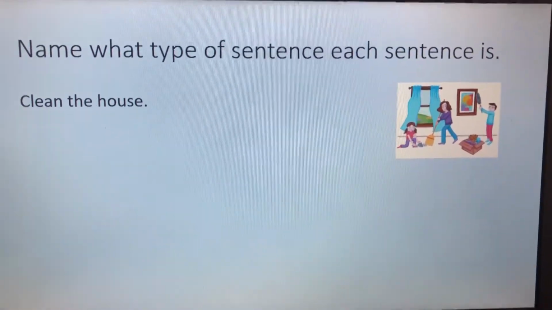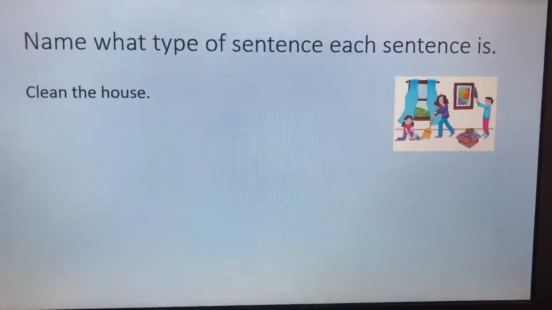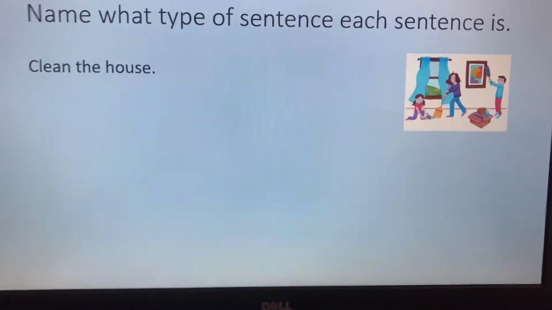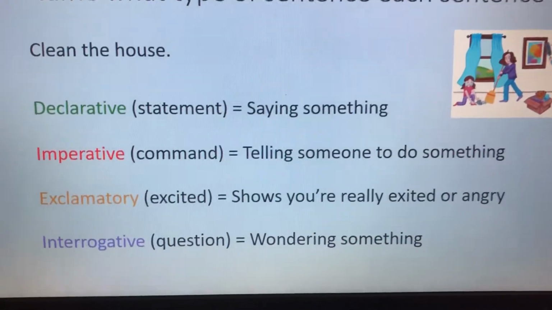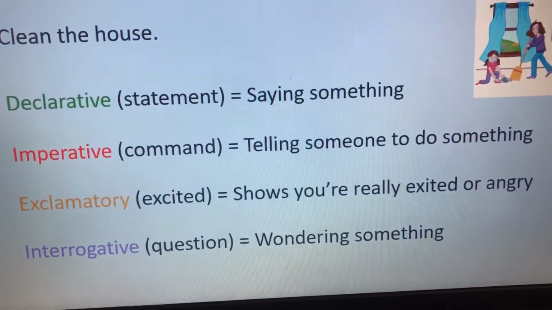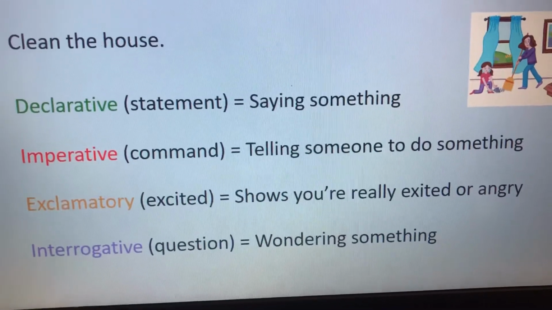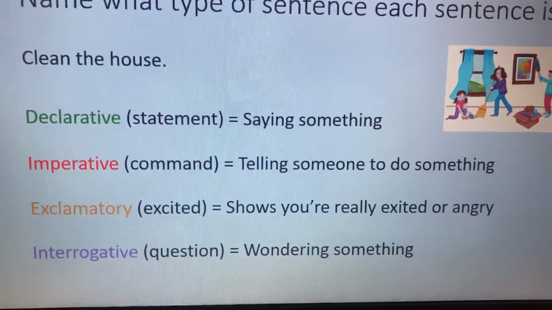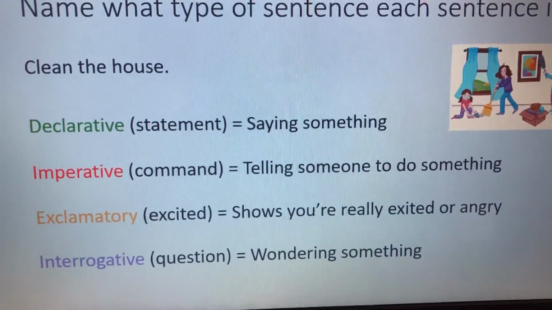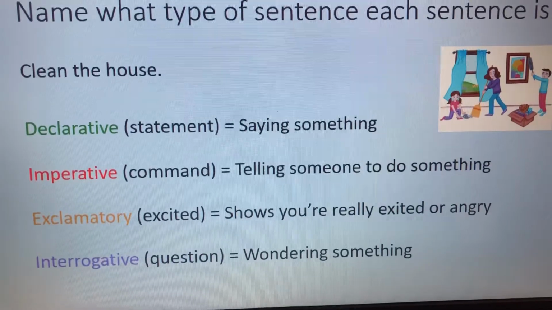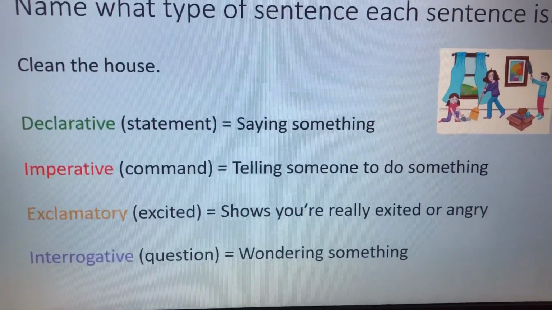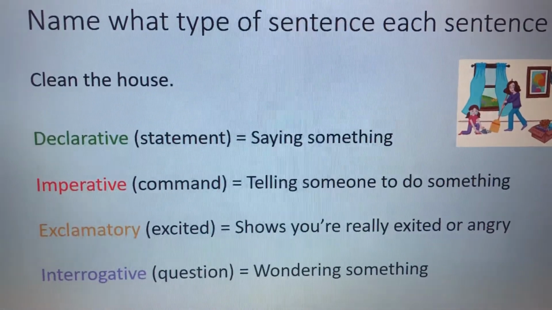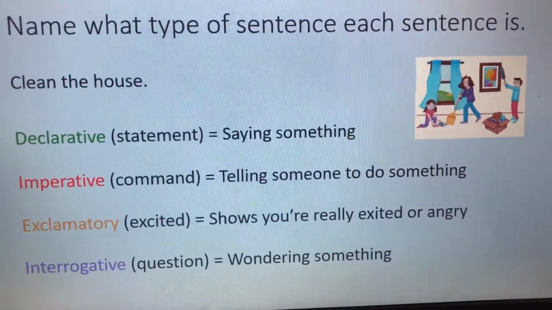Okay, so now you're going to determine what type of sentence each sentence is. So this first one, clean the house. Remember, the choice is a declarative sentence or statement. Right, when you're just saying something. Is it imperative or a command where you're telling someone to do something? Is it exclamatory, like you're really excited or angry? Or is it interrogative? Are you asking a question? Are you wondering about something?